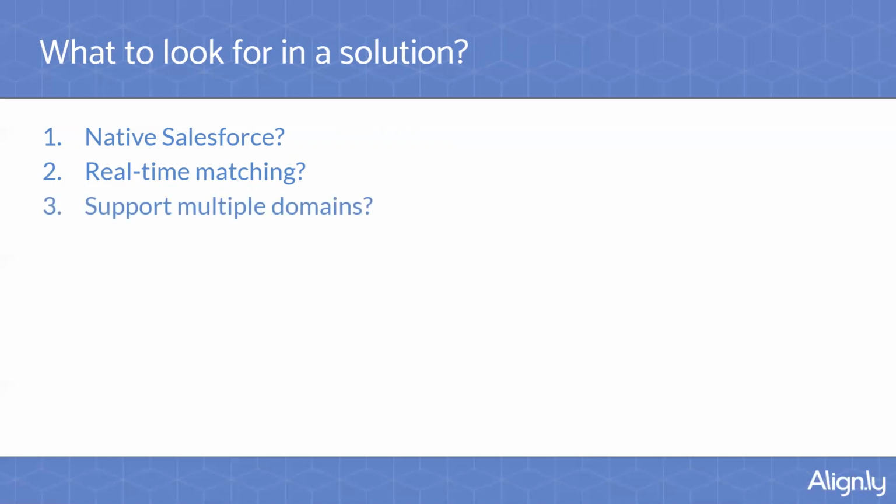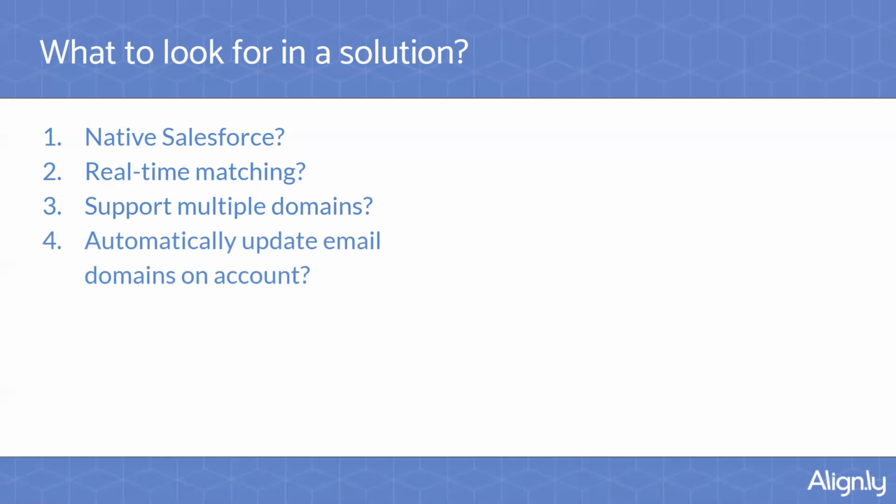Next is support for multiple domains. If matching is being done on domains, which most solutions are, you don't want to rely on just one email domain. We all know that a lot of companies have multiple email domains. And a red flag here is if the solution you're evaluating is using the website field. You're only allowed one website, right? So you're going to be limited on what can match, and the number of leads that actually match to accounts is going to be low.